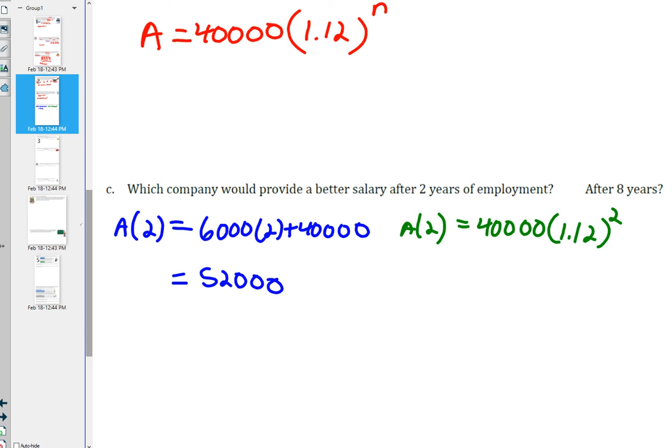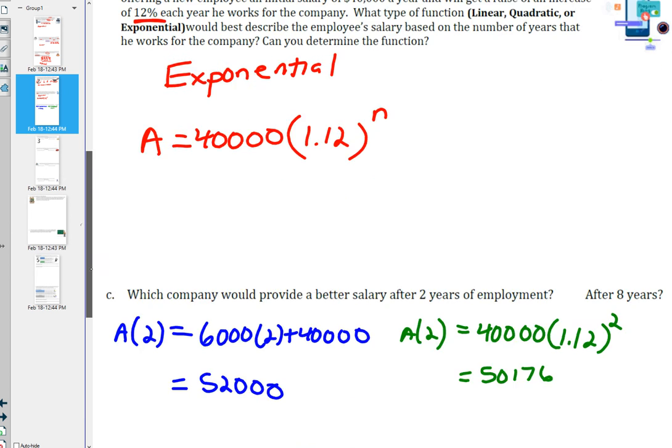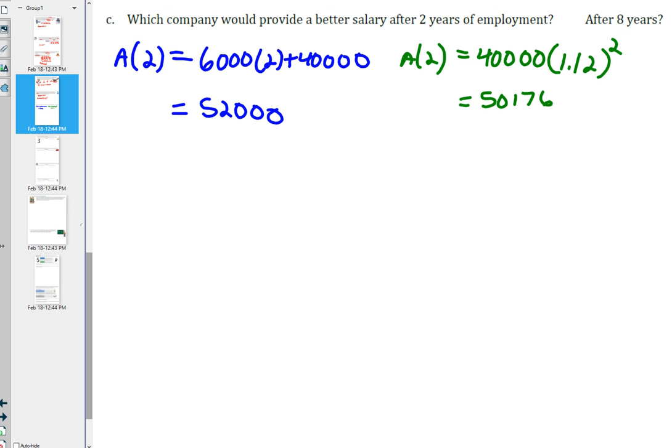Here I'm getting 50,176. So which company would be better to work for after 2 years? Yeah, the first company is better, and that was called Phone Phase Foundry.